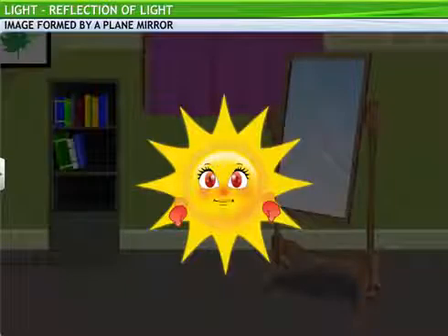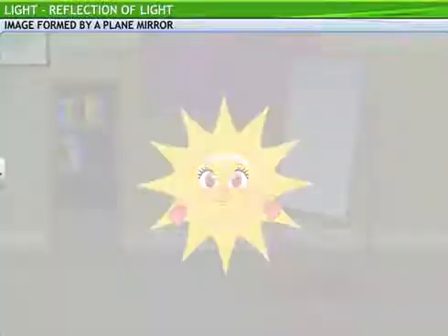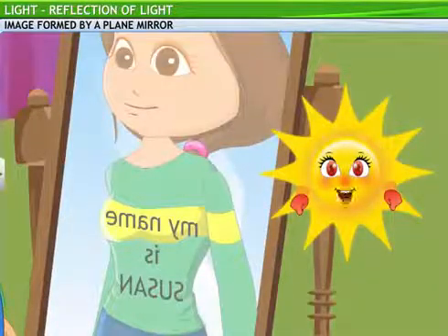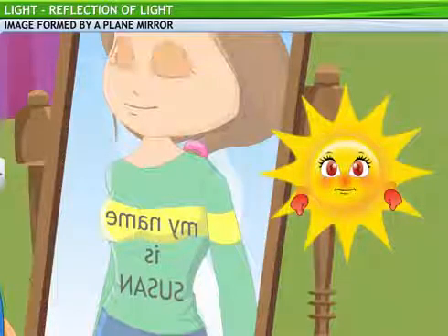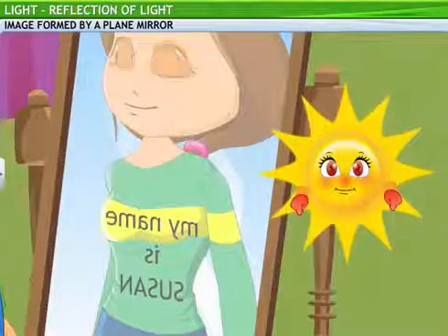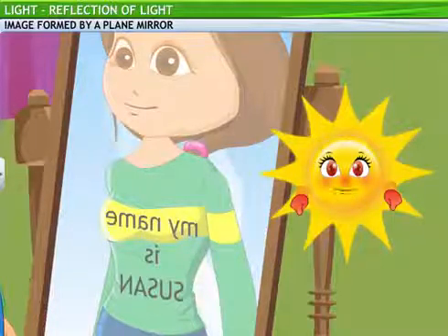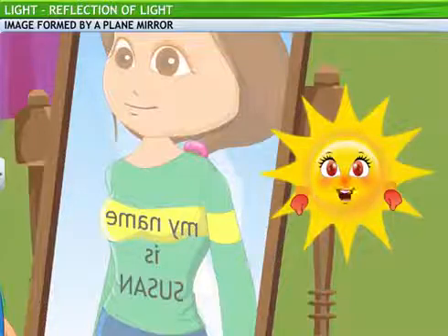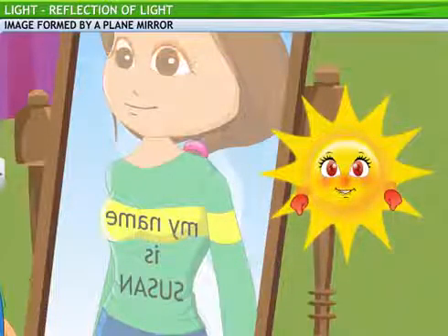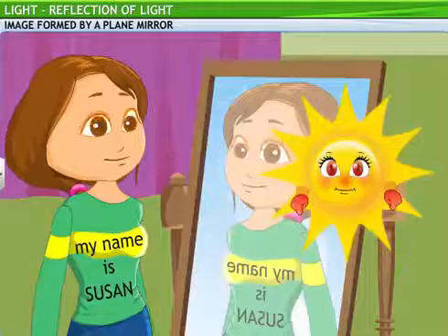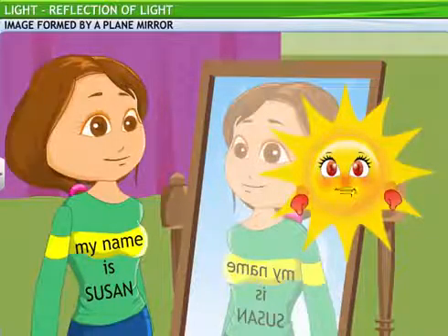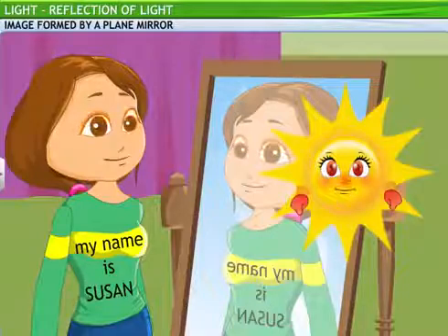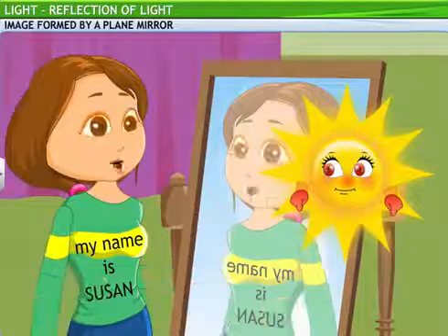Now let's play a small game based on reflection of light. Try to read what is written on Susan's t-shirt. A bit difficult, isn't it? Can you guess why? This is because what you just saw was Susan's image reflected in a plane mirror. And the words that you saw on Susan's t-shirt were left, right, inversed. Here, when you look at Susan directly, you can see that the message on the t-shirt is, "My name is Susan." But what did you mean by left, right, inversed?